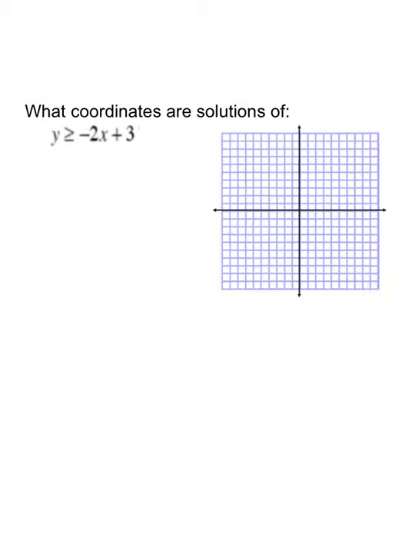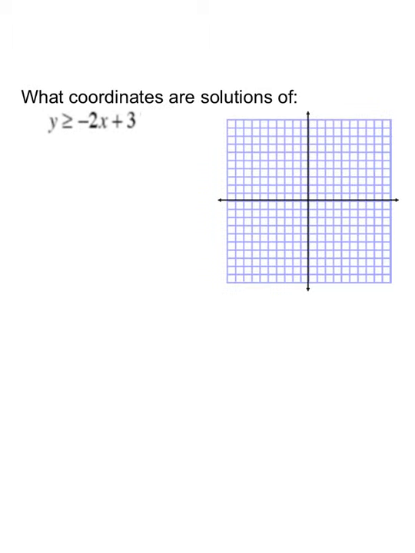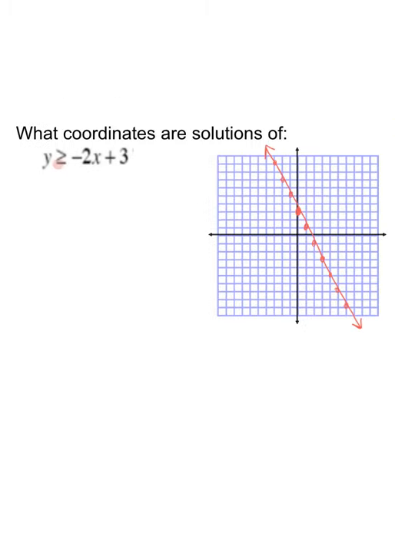Similar strategy with inequalities. So this is the same equation as before, negative 2x plus 3, but this time it's an inequality. So I'm going to replot my graph. Because of the equal to line in our y is greater than or equal to, that equal to line tells me that the coordinates that are actually on this line are still solutions. And now we need to decide what other coordinates are also solutions. Our choices are that coordinates below the line will all be solutions, or coordinates that are above the line or to the right of the line will all be solutions.